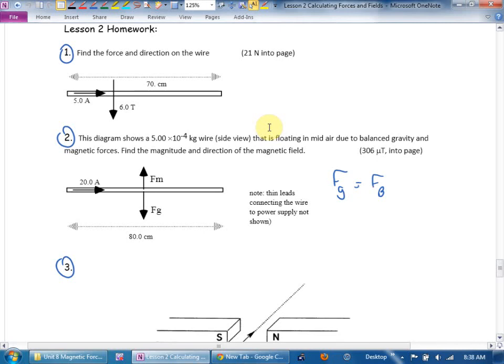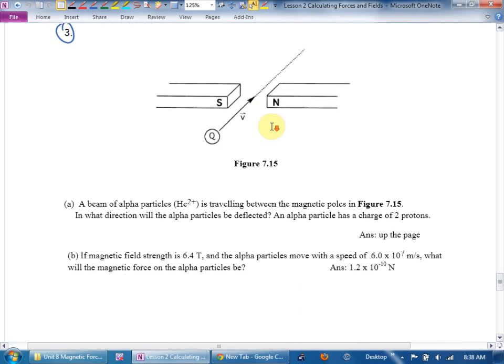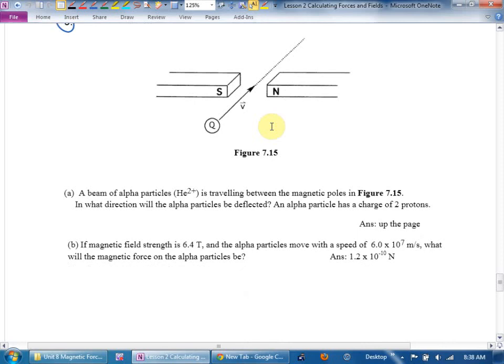Three, B. Okay, what do they want us to find? Magnetic force on a wire or on a particle? Okay, so it's not BIL that was on a wire, it's QvB.